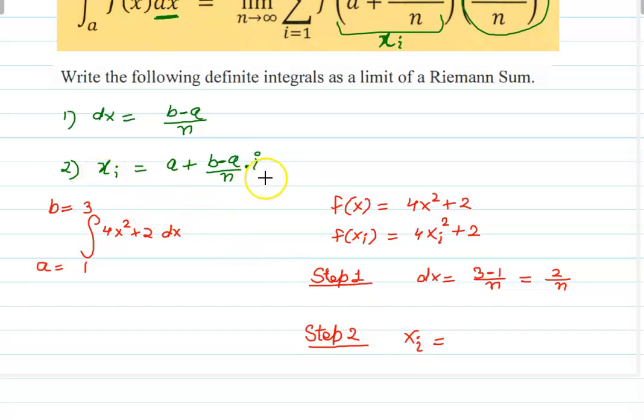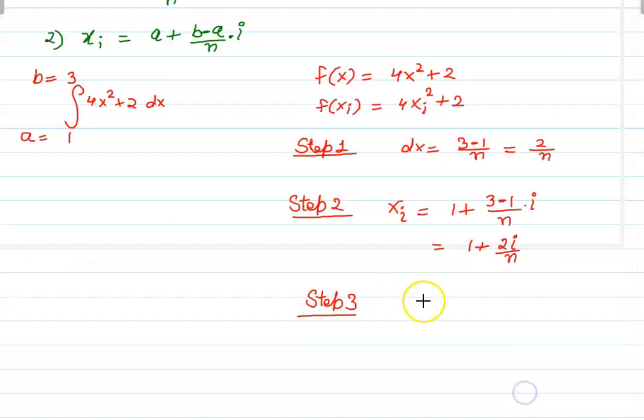Then step 2 is using this formula: xi is a, which is 1, plus 2i over n, and then we plug in this xi. Then we plug in the value of xi into the given function, which is 4xi squared plus 2. Then we plug in this value over here.